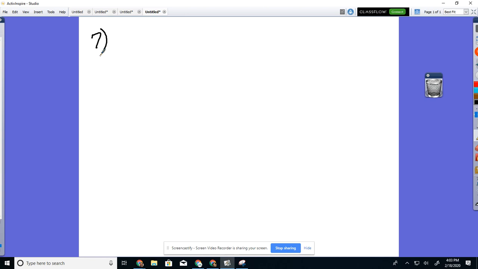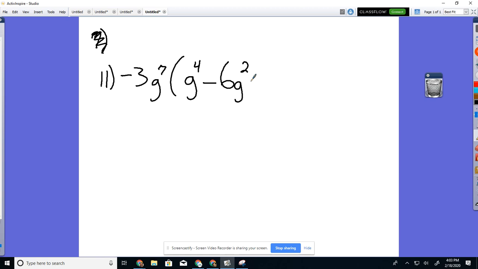Actually, let me go ahead and do one of the odd ones that you're going to have the answer to in the back of the book, but let me have it worked out for you. So let's do number 11. So that is a negative 3g to the 7th times g to the 4th minus 6g squared plus 5. So we're going to distribute this towards each one of those terms, and the thing we need to be mindful of is that negative right there.